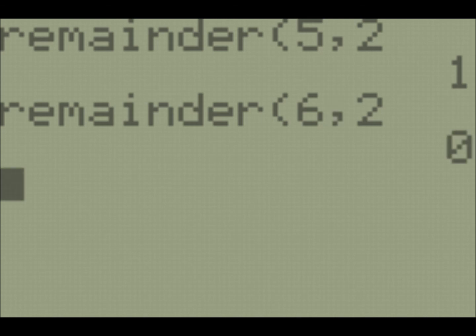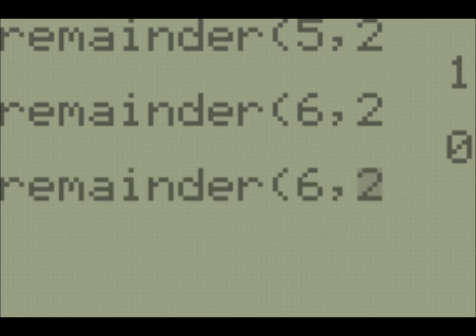Quick note, if the first number is evenly divisible by the second number, the remainder is 0. And this is the easiest way, or one way, to check if a number is even or odd. So even numbers will be a 0, odd numbers will be a 1. That's something you will sometimes come across when you're programming.